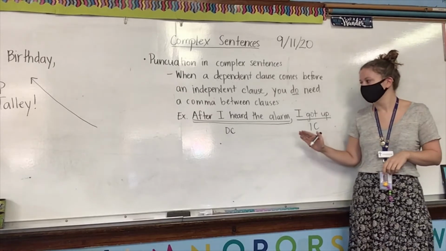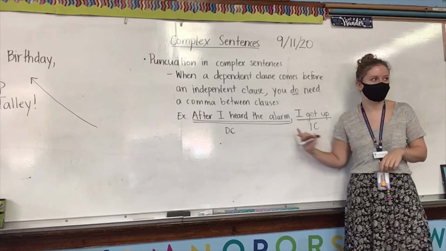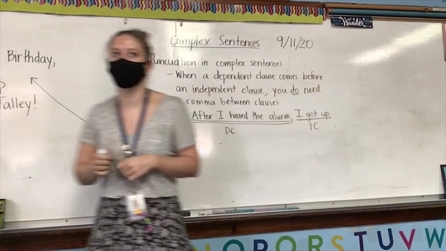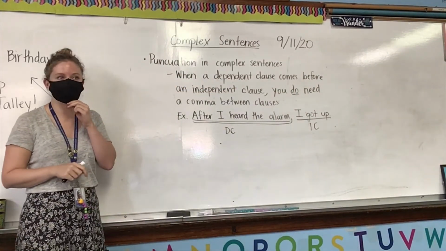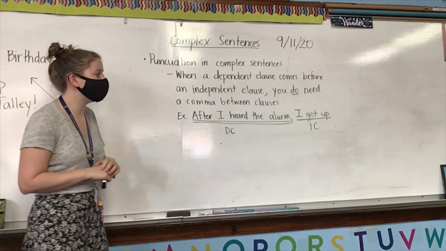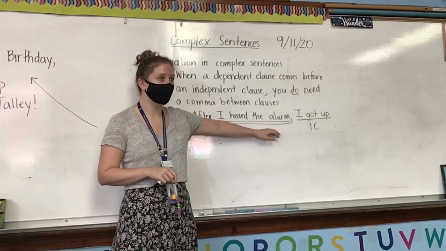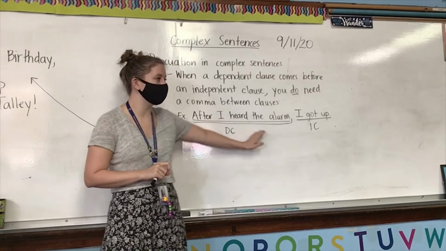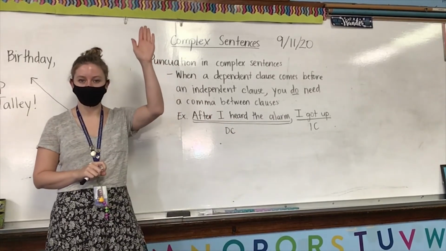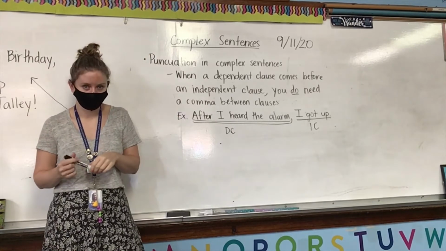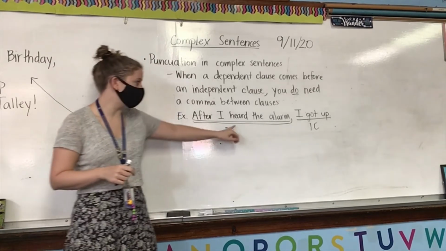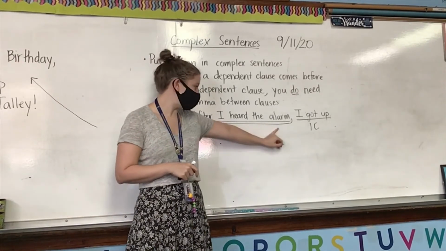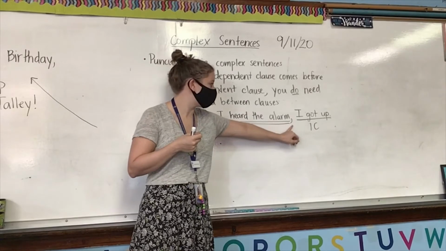Now, where do you place the comma? Well, if your independent clause comes first, you don't need one at all. But if your dependent clause comes first, then you need to put the comma at the end of the predicate in your dependent clause. After I heard the alarm, which part of that is the predicate? Carla? Heard the alarm. So since my dependent clause comes first, right at the end of my predicate, I'm going to put the comma.